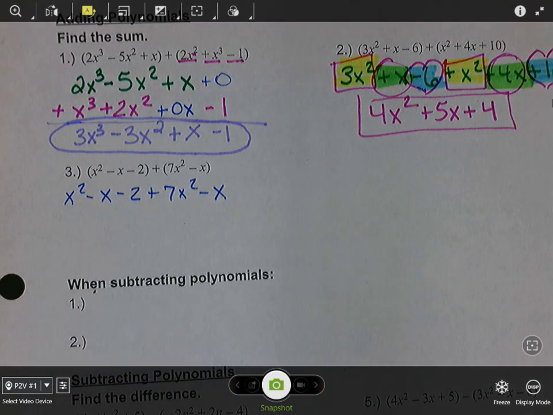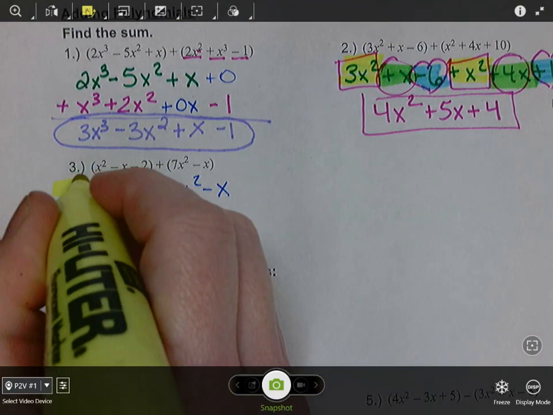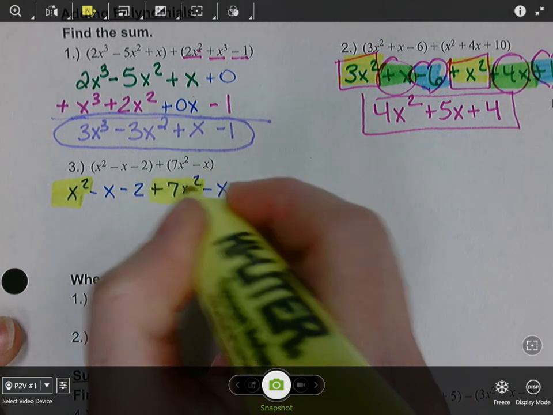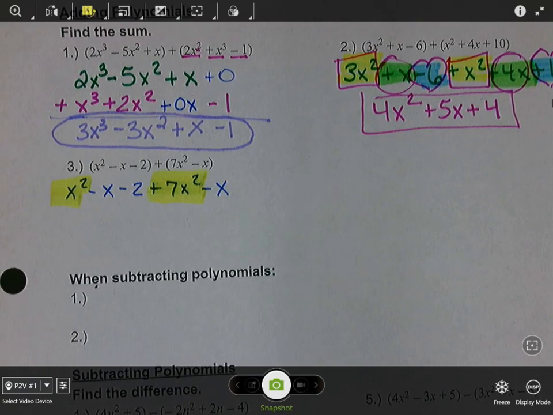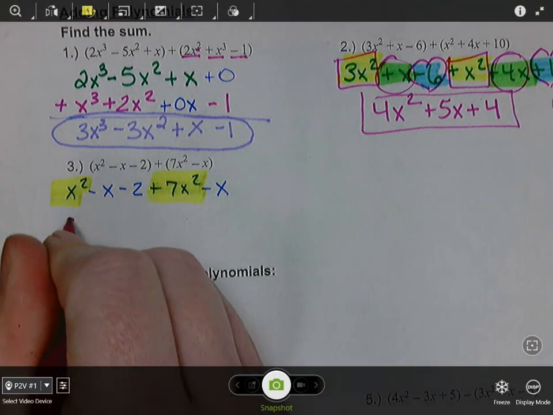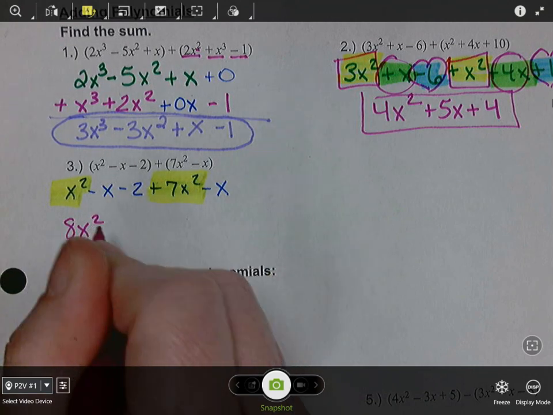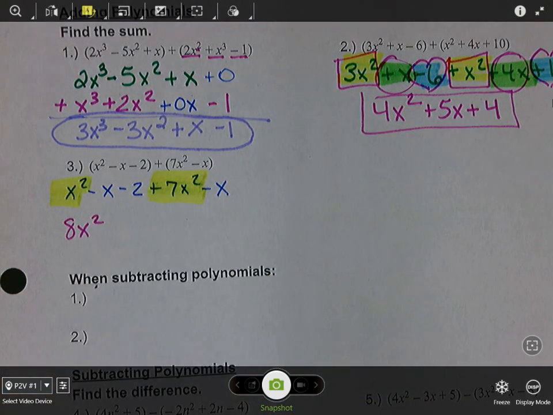Okay. So find the biggest exponent. So what's my biggest exponent there? Squared. Yeah, the squared, the 2. So highlight every term that has a 2. And don't forget the sign in front of it. So this is positive x squared and positive 7x squared. Okay. So what's x squared plus 7x squared? 8x squared. Perfect. Now what would be my next degree going down from 2? Well, my next degree down from 2 would be 1. And which terms have a 1 as the exponent?